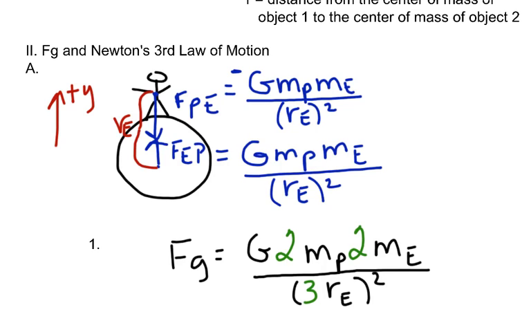So in the numerator, 2 times 2 is 4. And in the denominator, we actually have 3 that we need to square, so I get a 9 in the denominator. So if I double the mass of the person and I double the mass of the Earth and I triple the radius of the Earth, or the distance between them, I get 4/9 of the original force of gravity.